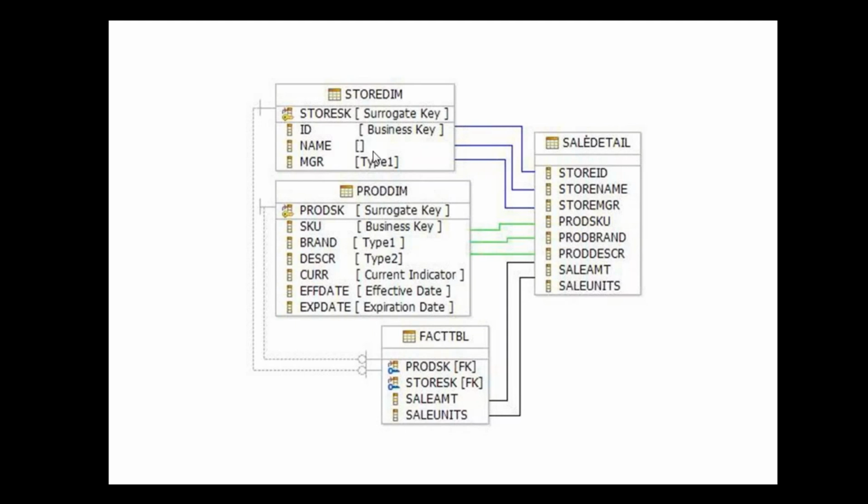The store dimension table we'll treat as a type 1 dimension, and the product dimension table will be type 2. That means it will retain the history records. And then there's a fact table that has some measures taken from our input data, which is in the form of a file. It has some records and some attributes in it. That is the data that we're getting from the source system.